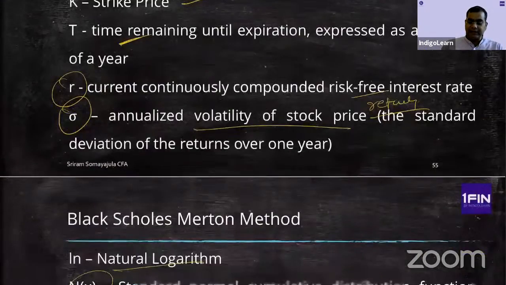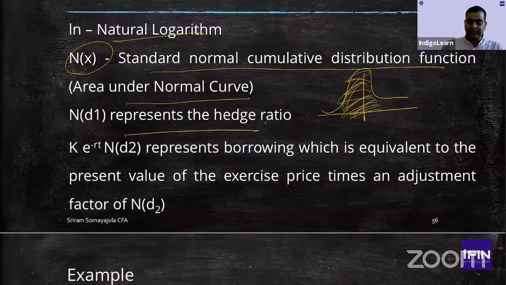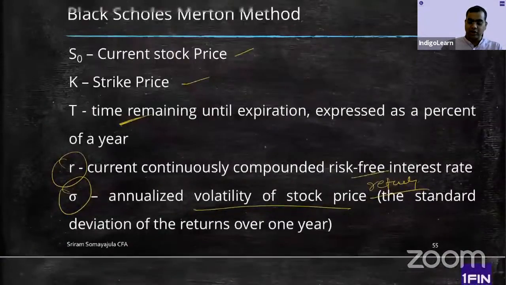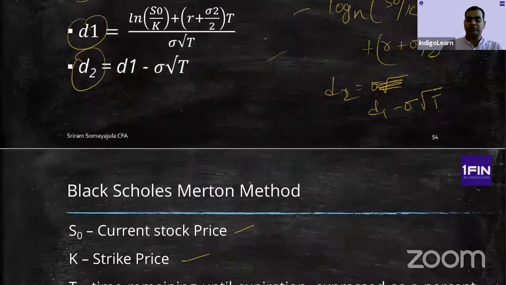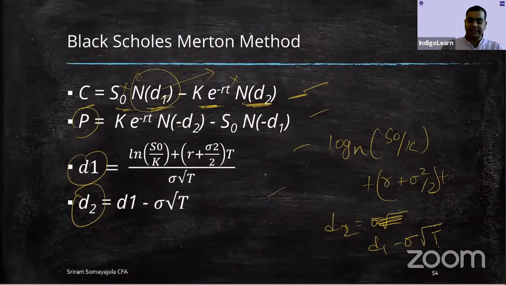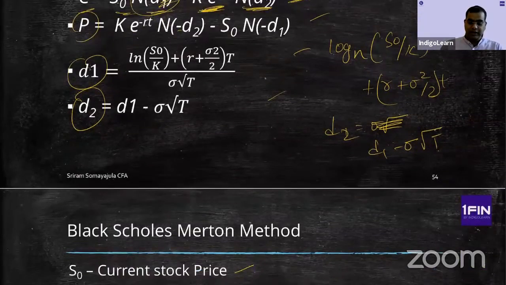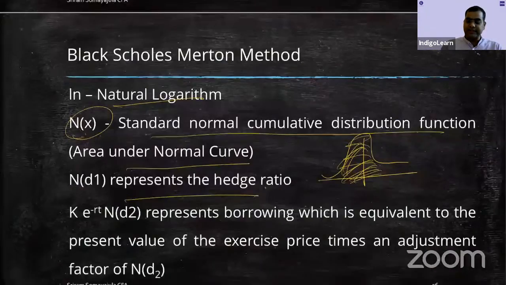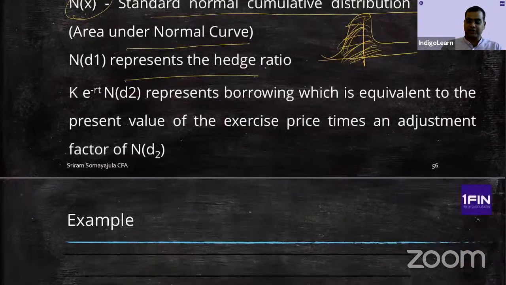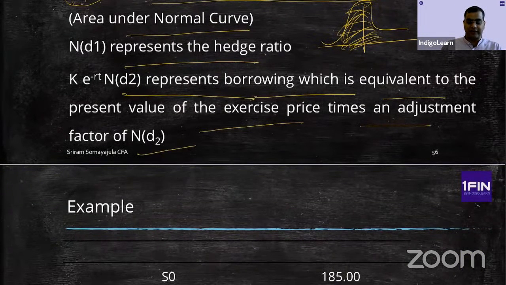Then N(D1) represents the hedge ratio. K into e power minus RT is your exercise price at present value. It basically represents the borrowing, which is equivalent to the present value of the exercise price times an adjustment factor of N(D2). You need not get into the depths of this formula.